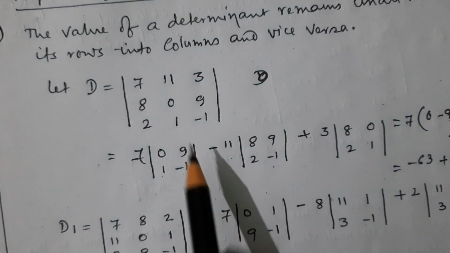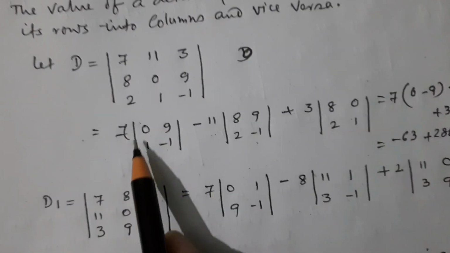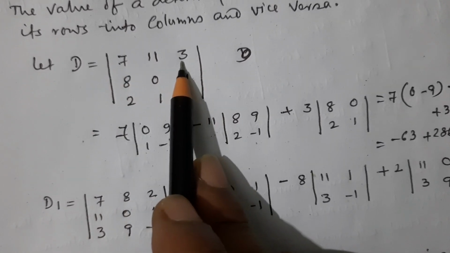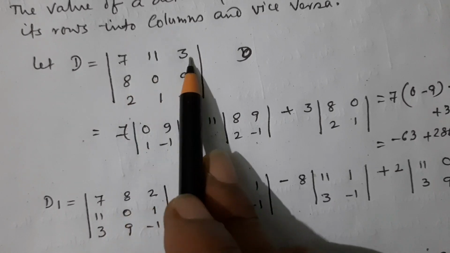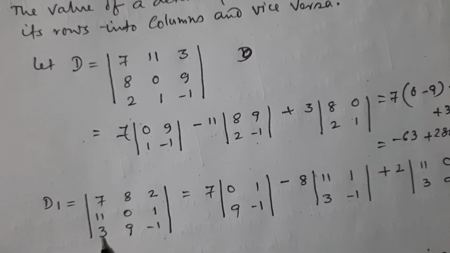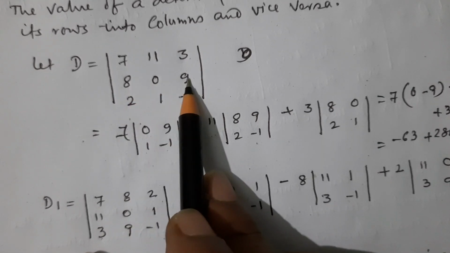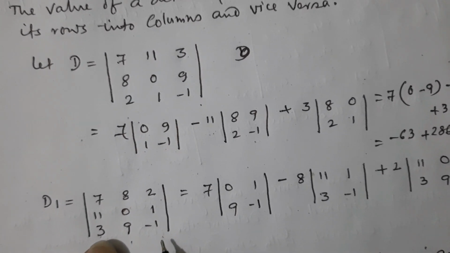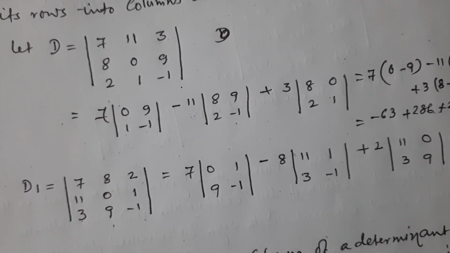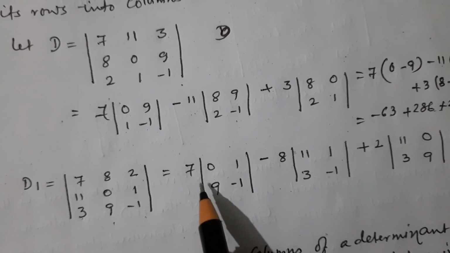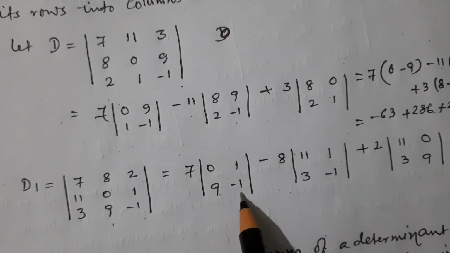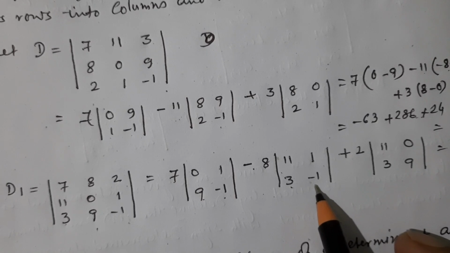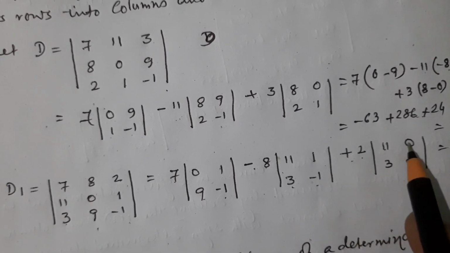And if we interchange this determinant, interchanging the columns into rows, the first row 7, 11, 3 is written as the first column, and 8, 0, 9, the second row, is written as the second column, third row written as the third column. And if we expand this determinant with respect to the first row, we get 7 into determinant 0, 1, 9, minus 1, minus 8 into determinant 11, 1, 3, minus 1, plus 2 into determinant 11, 0, 3, 9.